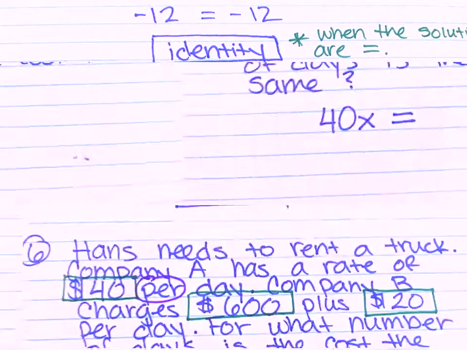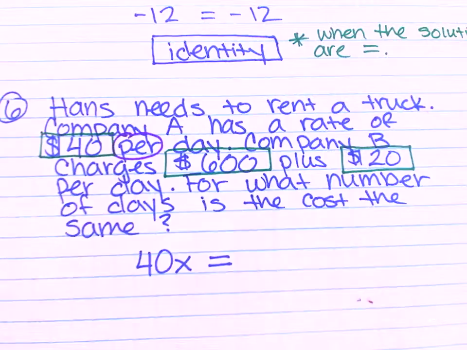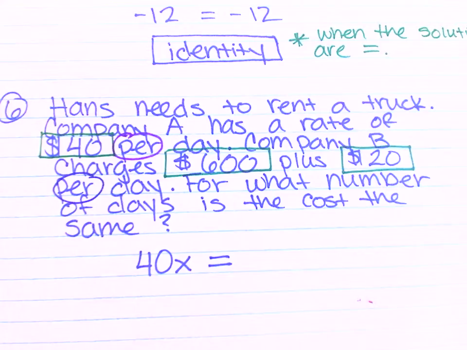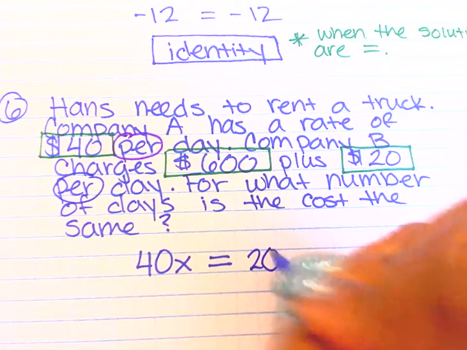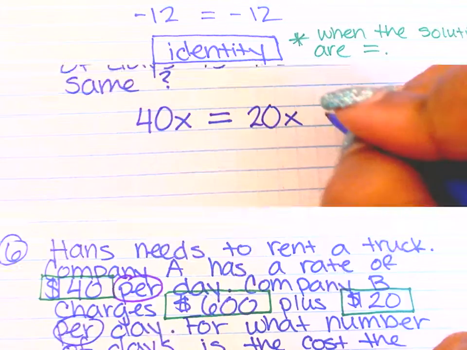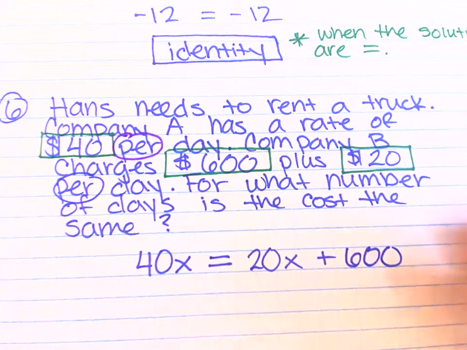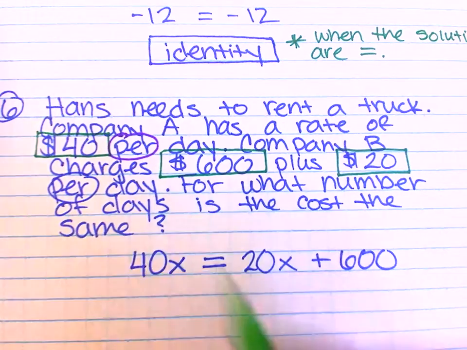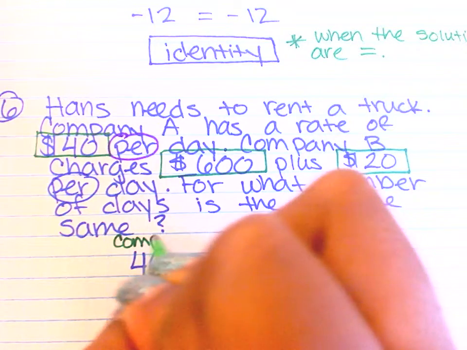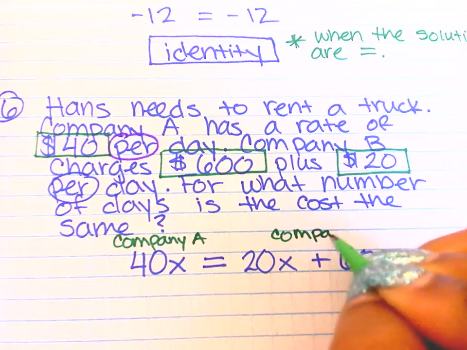On the other side of my equal sign, company B says it's a flat rate of 600 and then 20 per day. So I'm going to say, okay, 20 per day plus they ask you for a $600 flat rate. So over here is company A. And over here is company B.